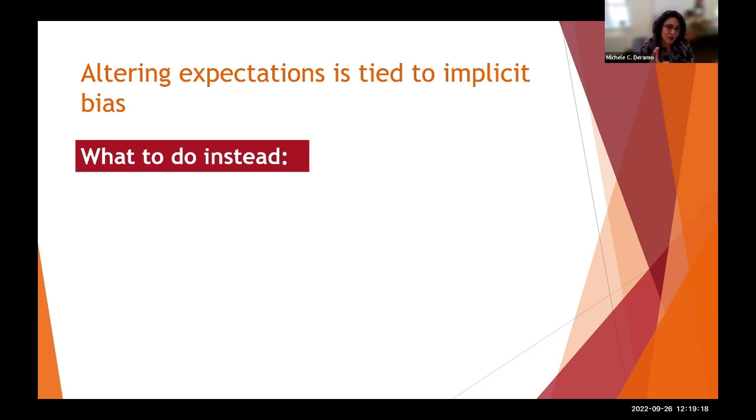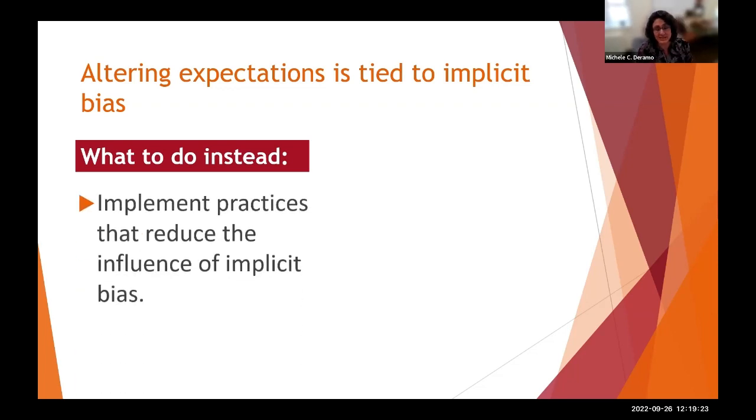So altering expectations then can be tied to implicit bias. So what do we do instead? Well, of course, first, before we even get into practices, we always check our biases. We do the process of self-reflection. We understand, am I making these associations and so forth. We're going to be talking about that repeatedly. But what we can do is, in the classroom, implement practices that will reduce the influence of implicit bias.